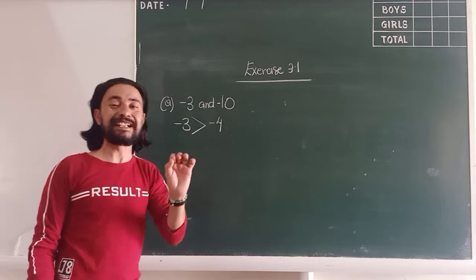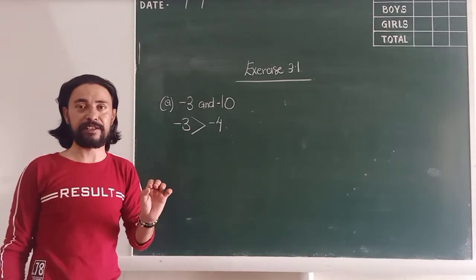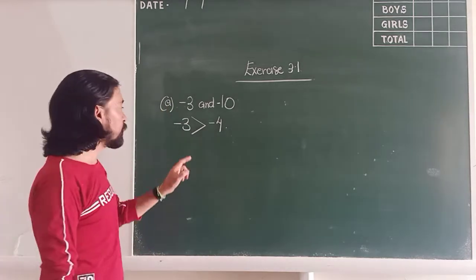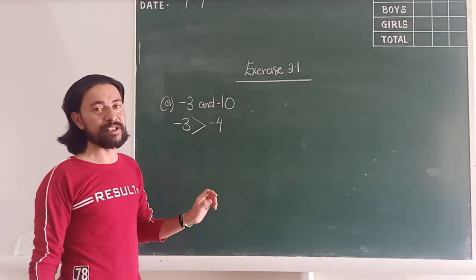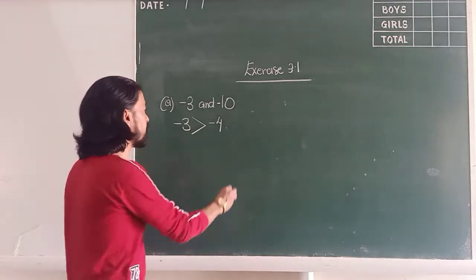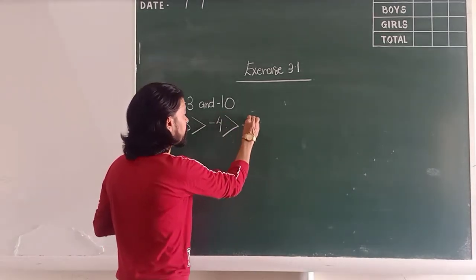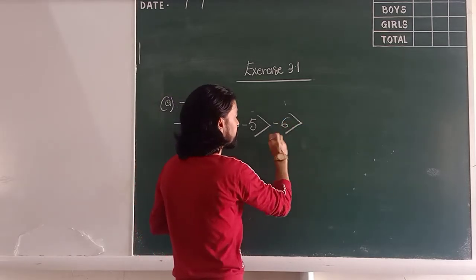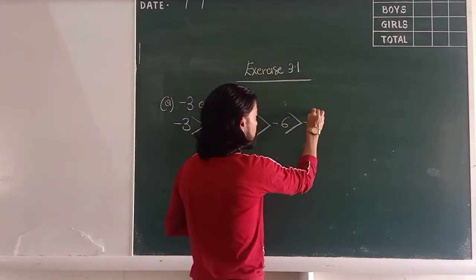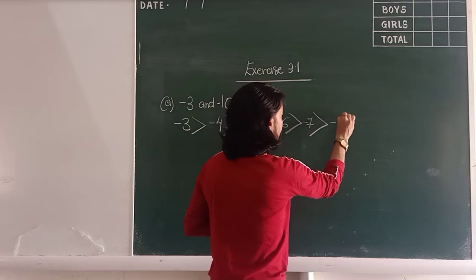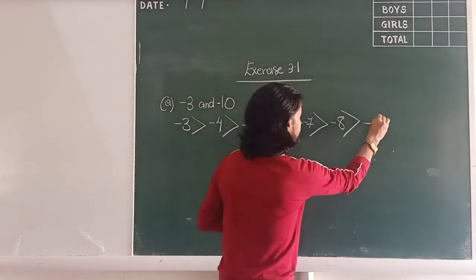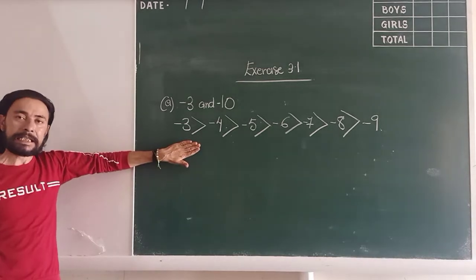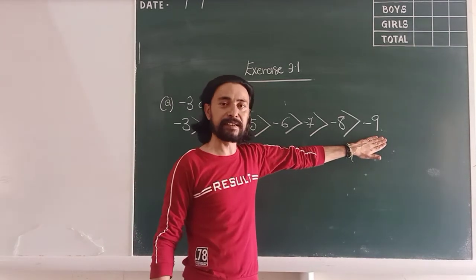But these are negative numbers, negative integers. And in negative integers, the greater the number, the lesser is its value. So -3 is greater than -4, and -4 is lesser than -3. Lesser than -4, -5. Lesser than -5, -6. Lesser than -6, -7. And so is -8, and then is -9. So of all these numbers, -3 is the greatest and -9 is the smallest.